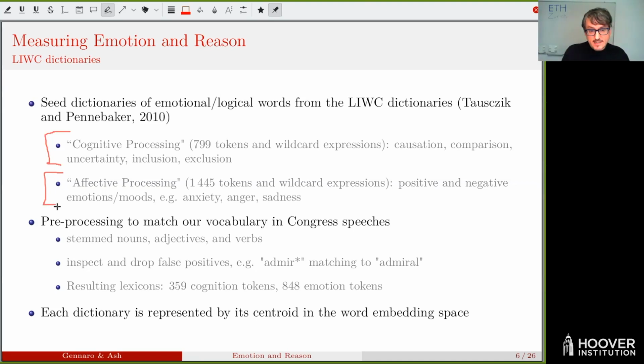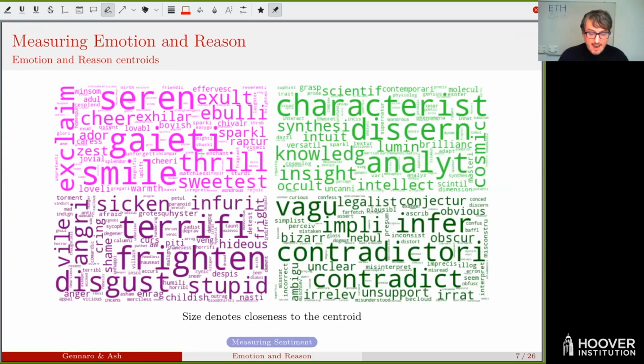So positive and negative emotions, moods, including anxiety, anger, sadness. We take these lexicons, we pre-process them in the same way that we pre-process the congressional speeches, and then we basically find all the locations of all of those words in our embedding space.